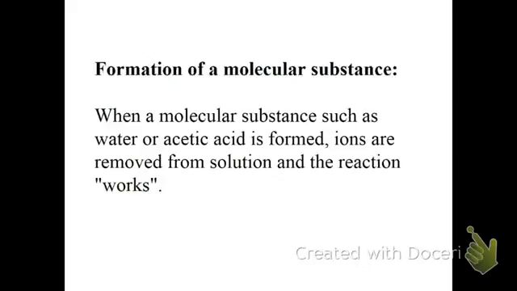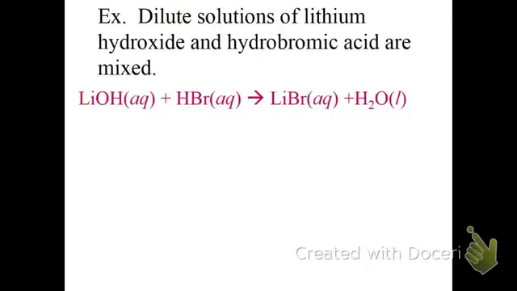Formation of a molecular substance, such as water or acetic acid. It's when the ions are removed from the solution and the reaction works. Here we have dilute solutions of lithium hydroxide and hydrobromic acid, and we would get lithium bromide and water. So what's the actual product being formed there if we were going to do a net ionic? H2O. If it's aqueous, it wouldn't be bound together; it would be swimming around in solution. But if you're making liquid water, then it is a product. And we would write that as a net ionic, and we'll show you that when we get to net ionics.